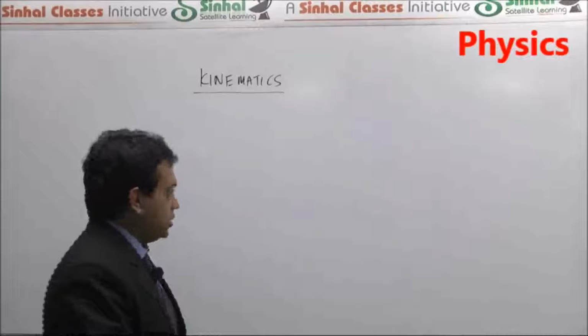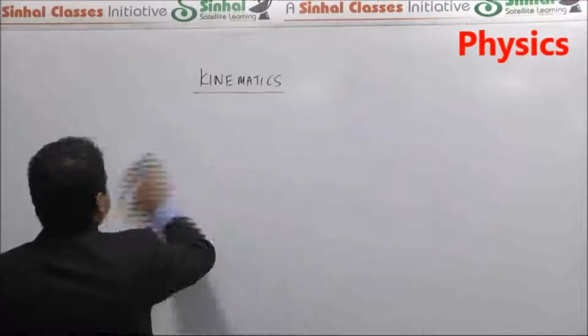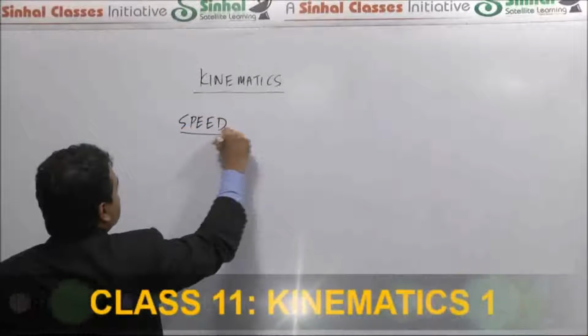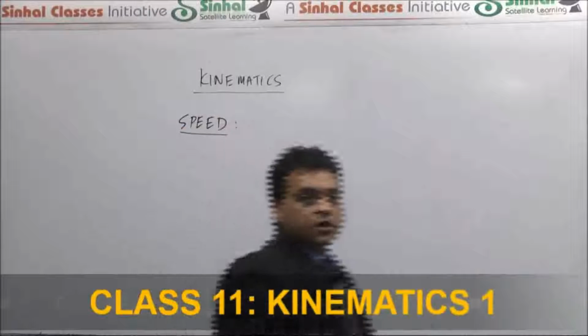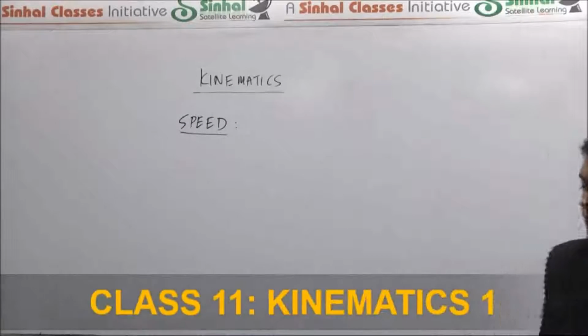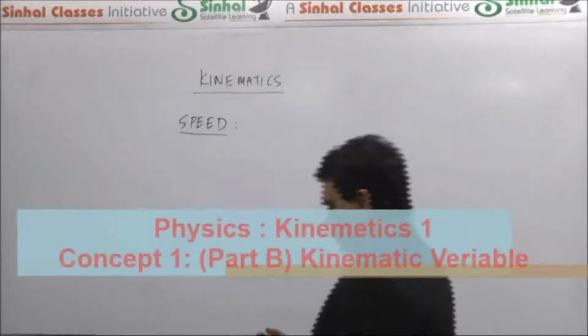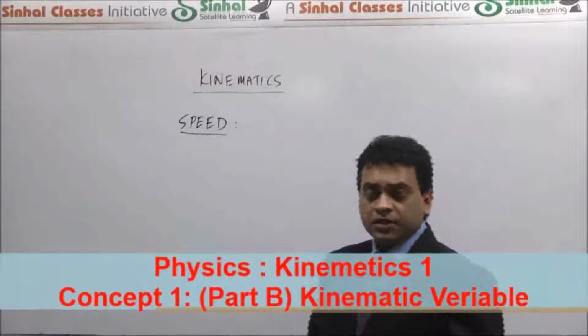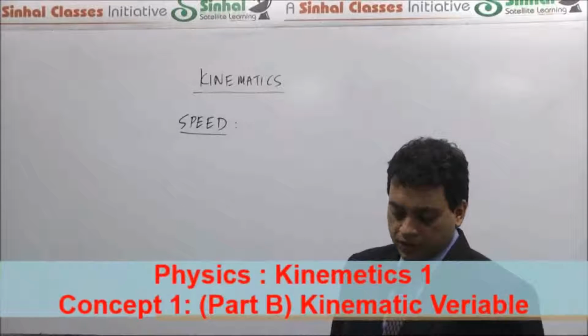So welcome back, and next we'll be discussing the rest of the parameters. We'll start with the definition of speed, which is another important kinematical parameter. Speed, as you know, is simply defined as the rate of change of distance with respect to time.